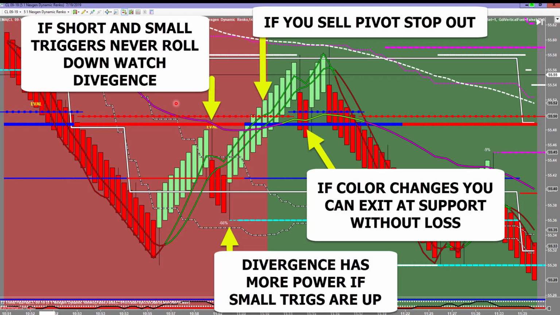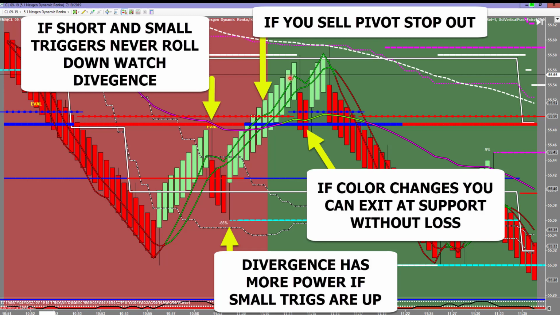Now, if you're short, one of the other things that you'll see happen a lot, this goes back to the strong trigger line situation. If you're short and for some reason you're in a transition or weakening and you get divergence, you have to get out of your position if there's no chance of the small trigger lines rolling down at all. Almost always it's going to stop out the pivot, and you're going to be able to get a better entry. So you might get in here, you might get out break even, you might even get in on a pivot stop out, and then again, management issues will kick in.